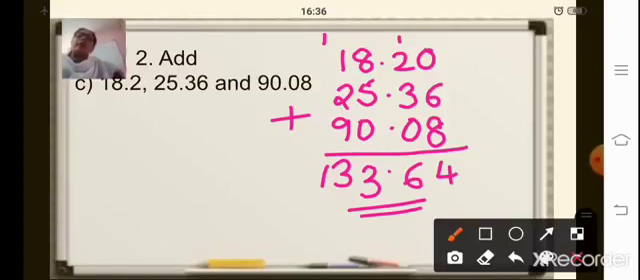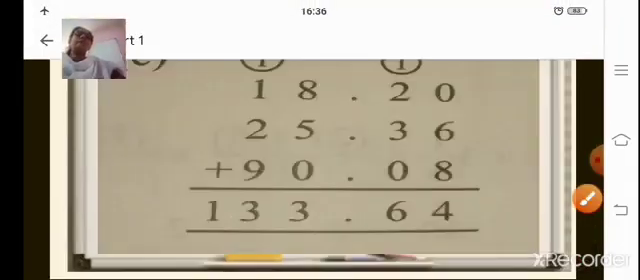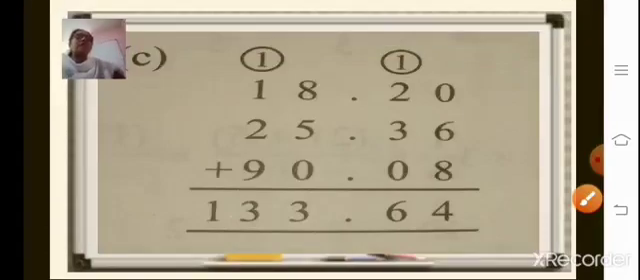Quite easy, but the only thing you have to keep in mind is how to write the numbers. Addition is done in the same way as for whole numbers, but here you have to write the decimal numbers one below the other, using the decimal point in the proper place. So this is the solution. You can check your answer with this slide.